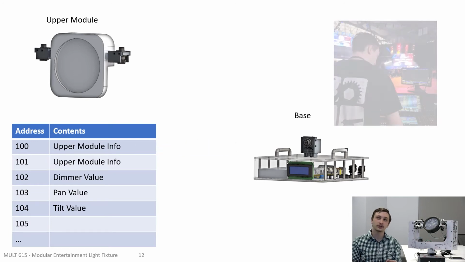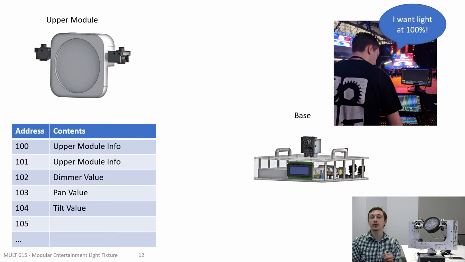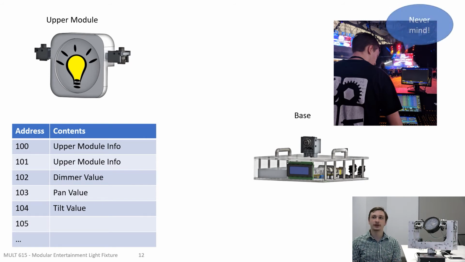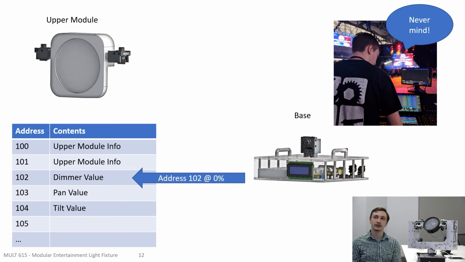When the lighting designer wants to set the value of a parameter, the lighting console will send that information to the base. The base will translate that information and then send it to the associated upper module. That upper module gets that value and then updates its respective output. When the lighting designer wants to change that, the same thing happens. The lighting console sends that data to the base, it translates, and then the upper module responds.